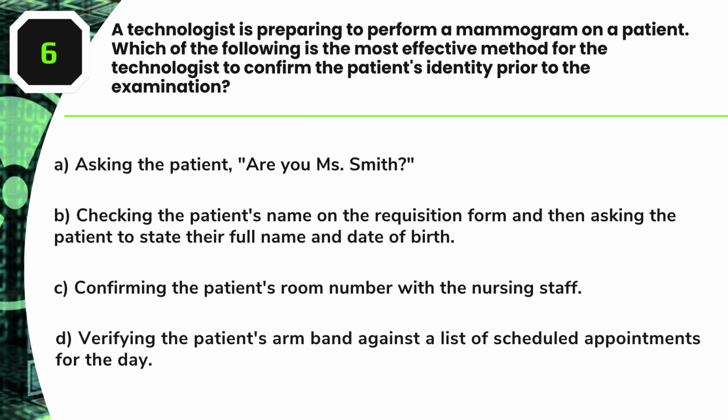Question 6. A technologist is preparing to perform a mammogram on a patient. Which of the following is the most effective method for the technologist to confirm the patient's identity prior to the examination? A. Asking the patient, "Are you Ms. Smith?" B. Checking the patient's name on the requisition form and then asking the patient to state their full name and date of birth. C. Confirming the patient's room number with the nursing staff. D. Verifying the patient's armband against a list of scheduled appointments for the day.